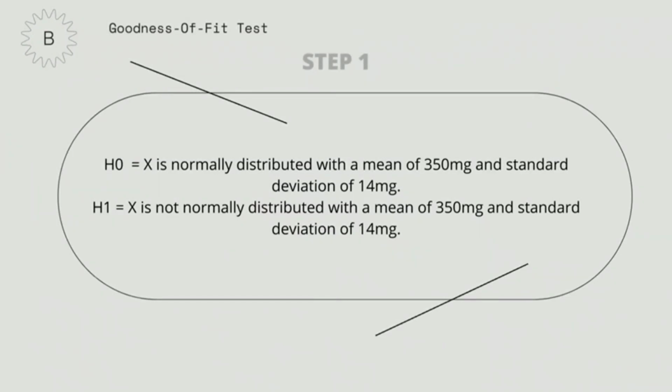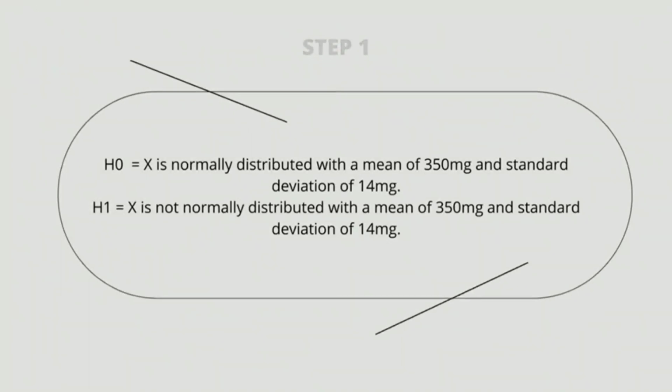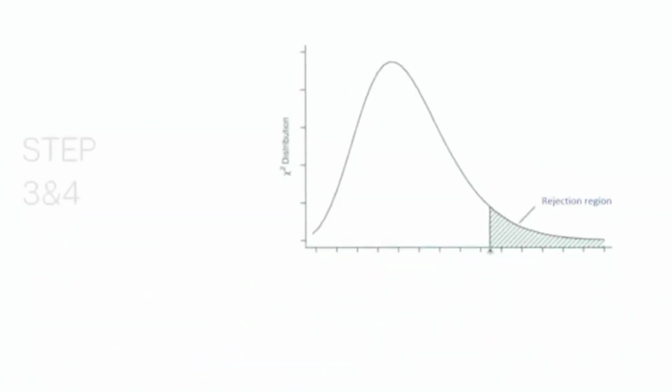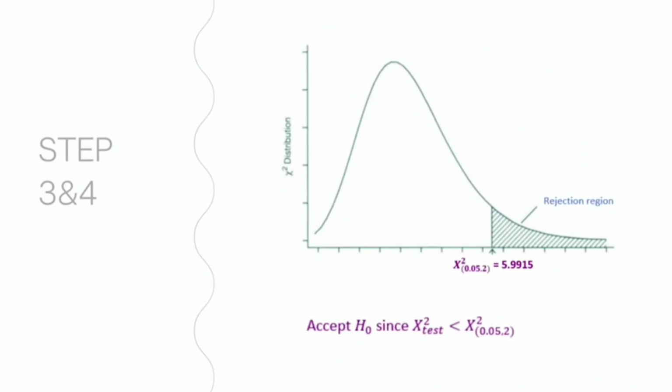Since H0 will always be equal, our H0 is that X is normally distributed. Meanwhile, the H1 is that X is not normally distributed. The second step is the test statistic. We construct the table to find the chi-square test statistic of the data. And lastly, steps 3 and 4, the rejection region and conclusion.